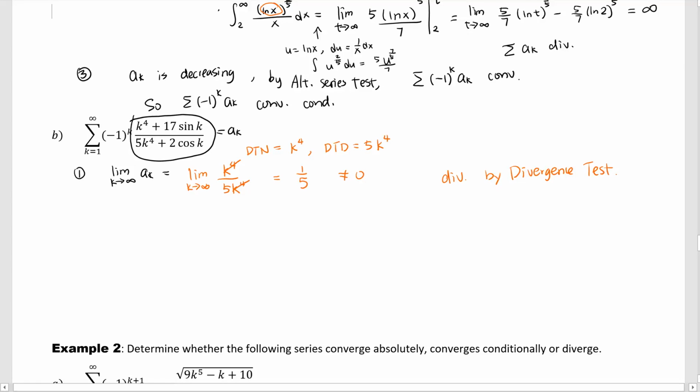And we can stop here. I think this is the easiest case. You just compute the first step, you get that the limit of the sequence is not 0, then it just diverges by the divergence test. We can stop here. Alright, so let's continue.